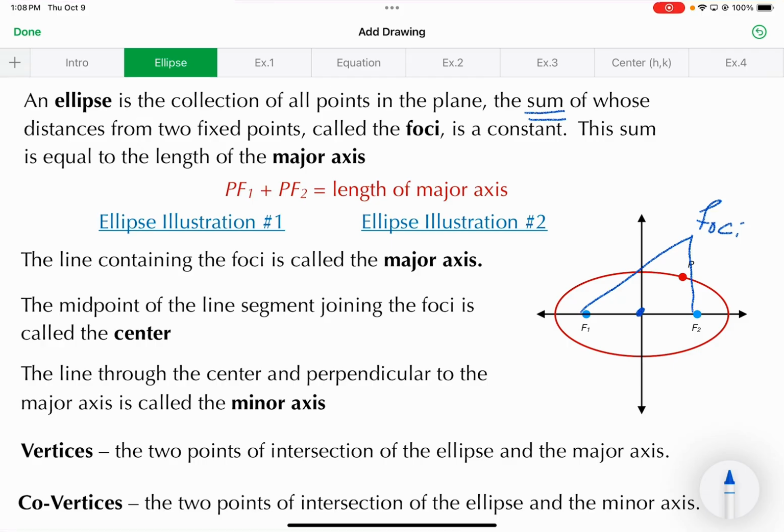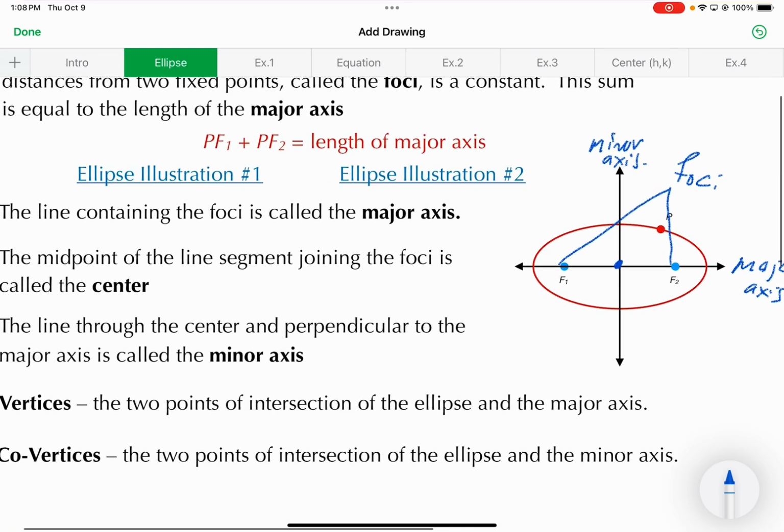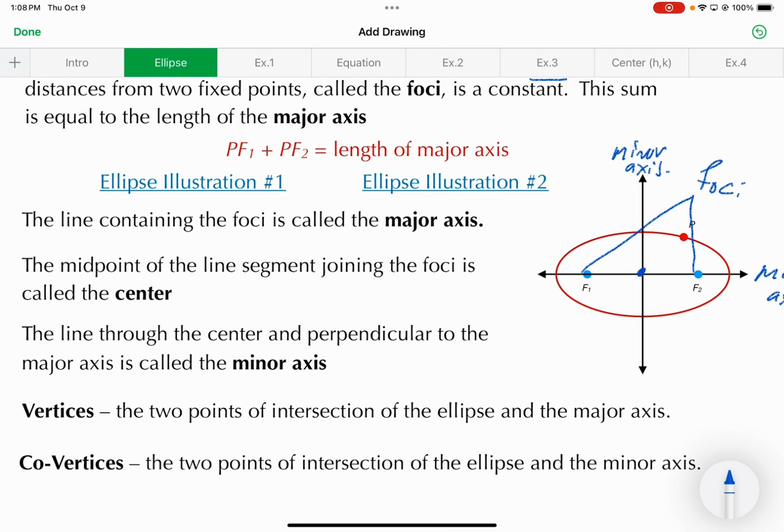Okay. The line through the center and perpendicular to the major axis is called the minor axis. In this case, this is our major axis, and then our vertical one is going to be our minor axis. These can swap, okay? Your y-axis can end up being your major axis, and vice versa. Your x-axis can be your minor axis as well. It just depends upon what our ellipse looks like, okay?